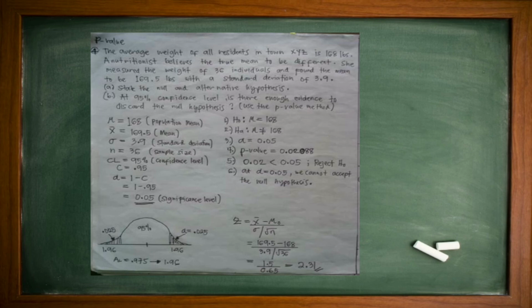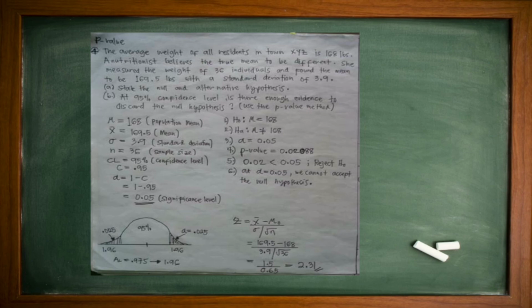So, dito po, ang gagamitin po natin is the p-value approach. So, ayan po, list down po muna natin yung ating mga parameters. Meron tayong mean, which is 168 for the population mean.